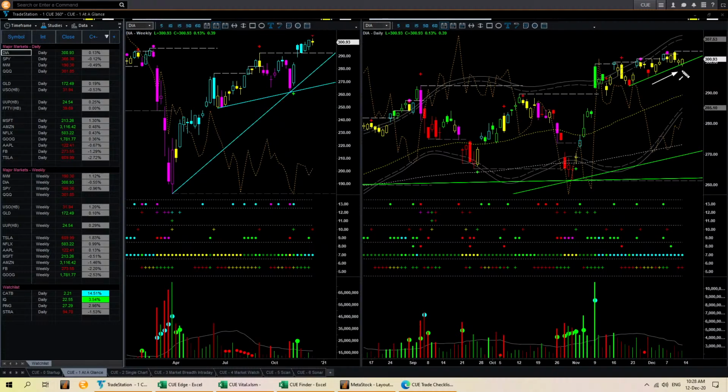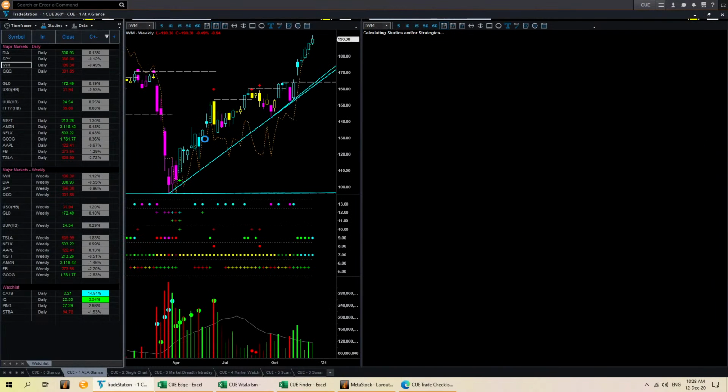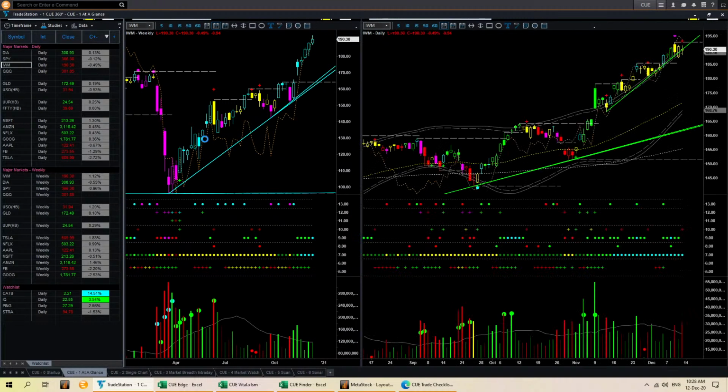DIA, again in an uptrend, has excellent trend line support in daily. No long setup, no short setup, but it is bullish. And IWM, this also has trend line support.